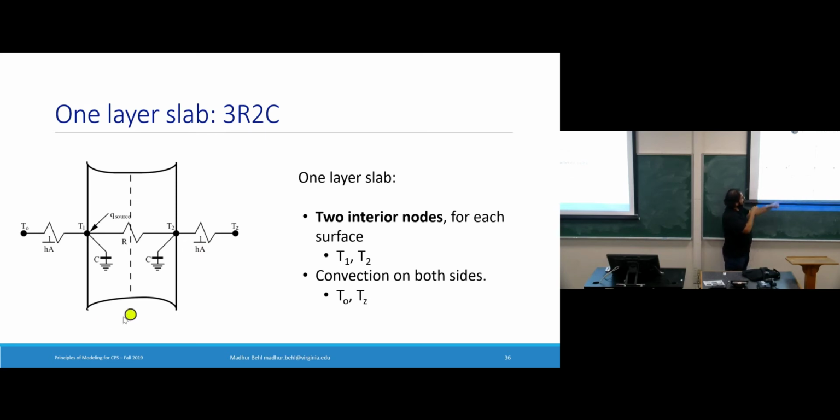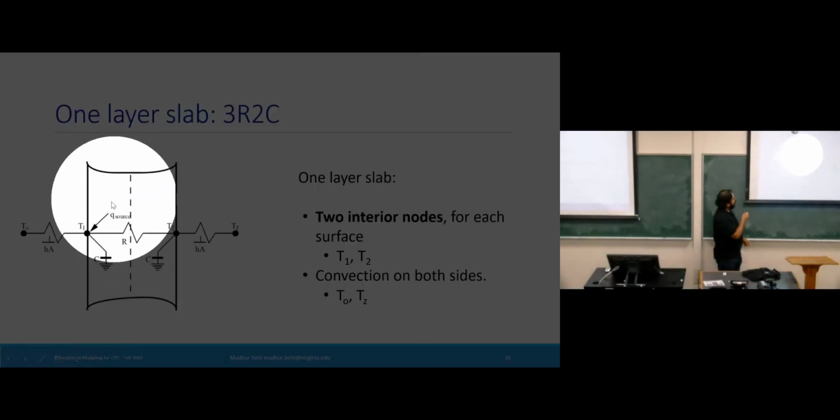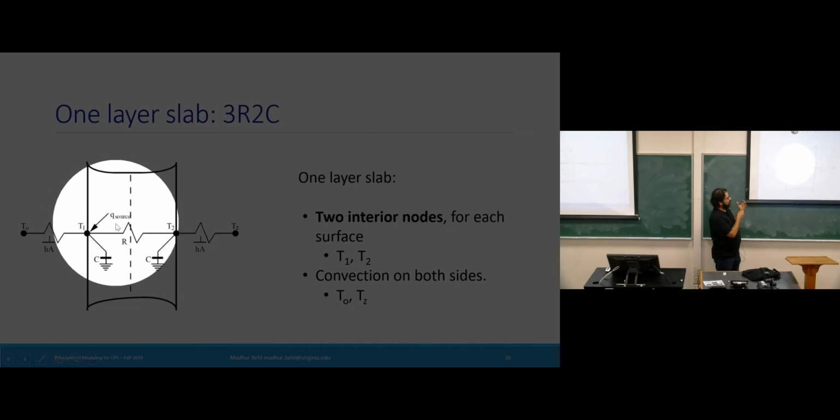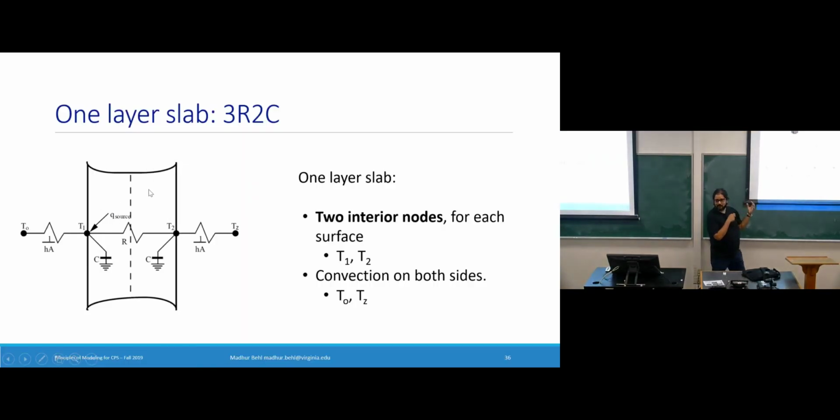Whereas on the outside, there is this other part, which let me highlight. There's something called Q source, which is a direct heat input to T1. Can anyone guess what this could be modeling, what this term is for? Why do we have some direct heat gain at the outside surface of the wall? What could that be accounting for?